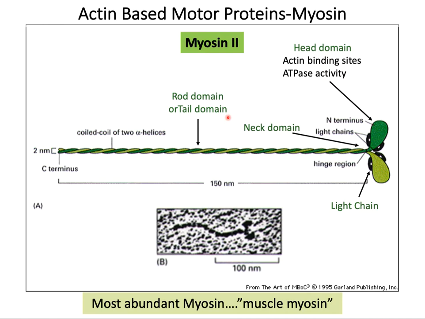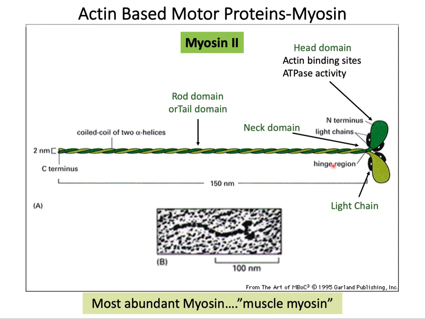I should point out that genomic data and bioinformatics studies suggest that there are approximately 20 classes of myosin proteins, but the best known myosin protein is myosin 2, with myosin 1 and myosin 5 also pretty well characterized. So here is the structure of myosin 2, sometimes also called muscle myosin, because it plays an important role in muscle contraction, which we'll talk about in a minute.